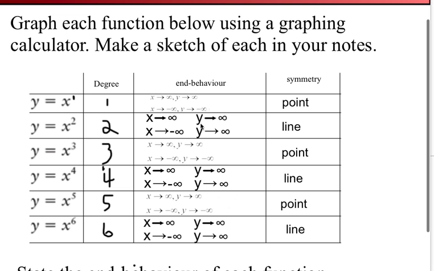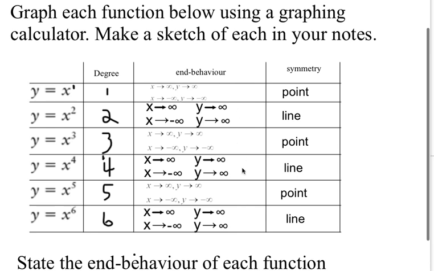You should have also noticed all the even degreed functions relatively look like a parabola with some slight differences, mostly being a little bit wider in some places. Okay, so check your end behaviors versus mine. Check your point symmetries. You would have also noticed all the evens were line symmetry. All the odd degreed polynomials were point symmetry.